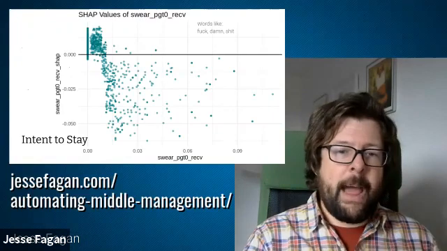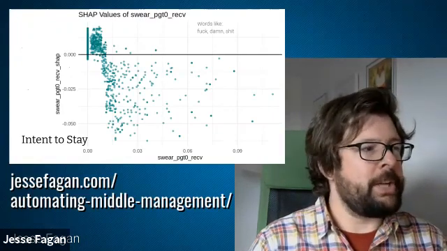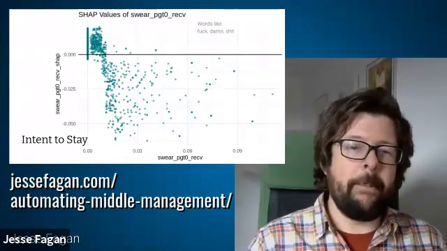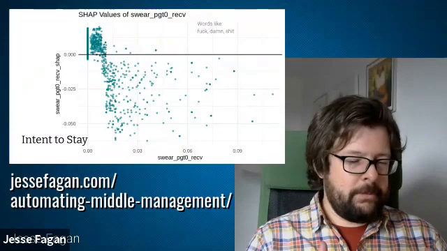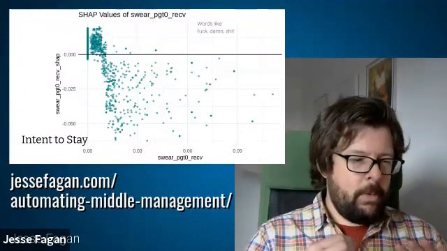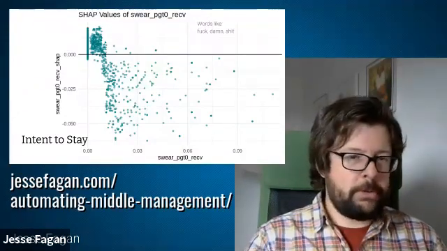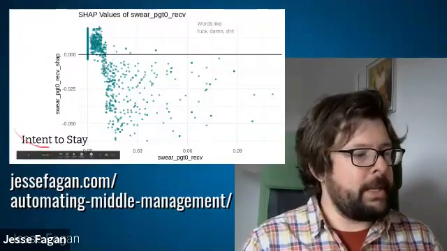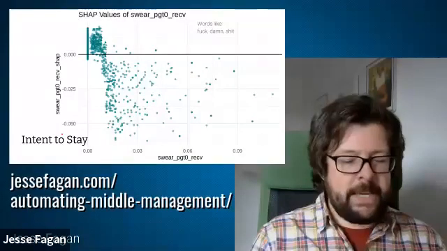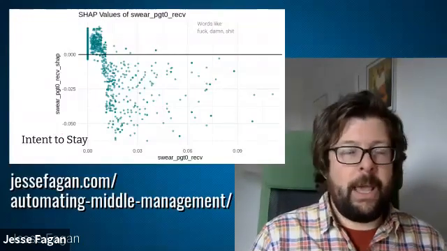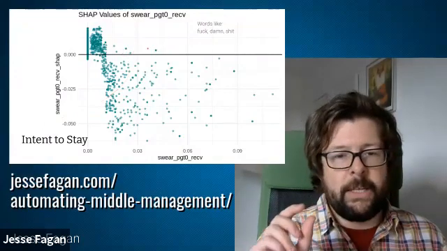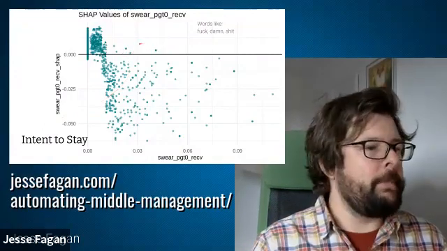And in this case, I use SHAP, or what is it? Shapley additive procedure. I can't remember what SHAP stands for. But what it does is it's actually looking at what is the contribution of this particular variable to the prediction. So in this case, this is the most important variable for predicting this outcome, which is intention to stay. Intention to stay is I want to stay at my job. And I'm trying to measure how much people want to stay at my job.